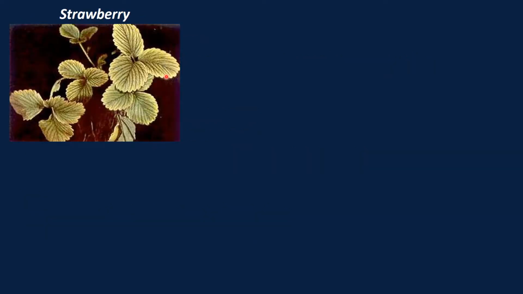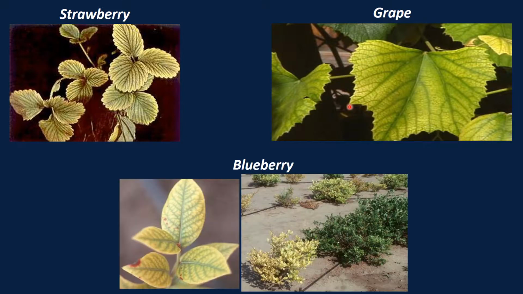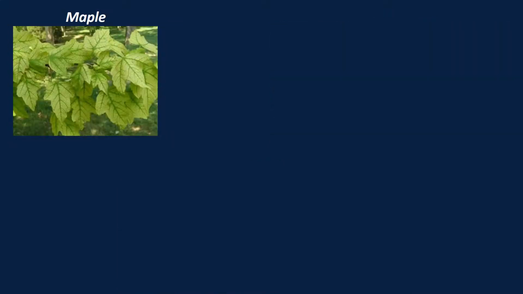If we want to look at some symptomology here, we can look at our strawberry plant. We can see here the veins still have this dark green color, but in between the veins they're quite yellow. Same thing with our grape. The vein is dark green, but in between those veins you can see the yellowing color, as we can see here and throughout. Similar concept with our blueberries. Maple trees have the same effect.